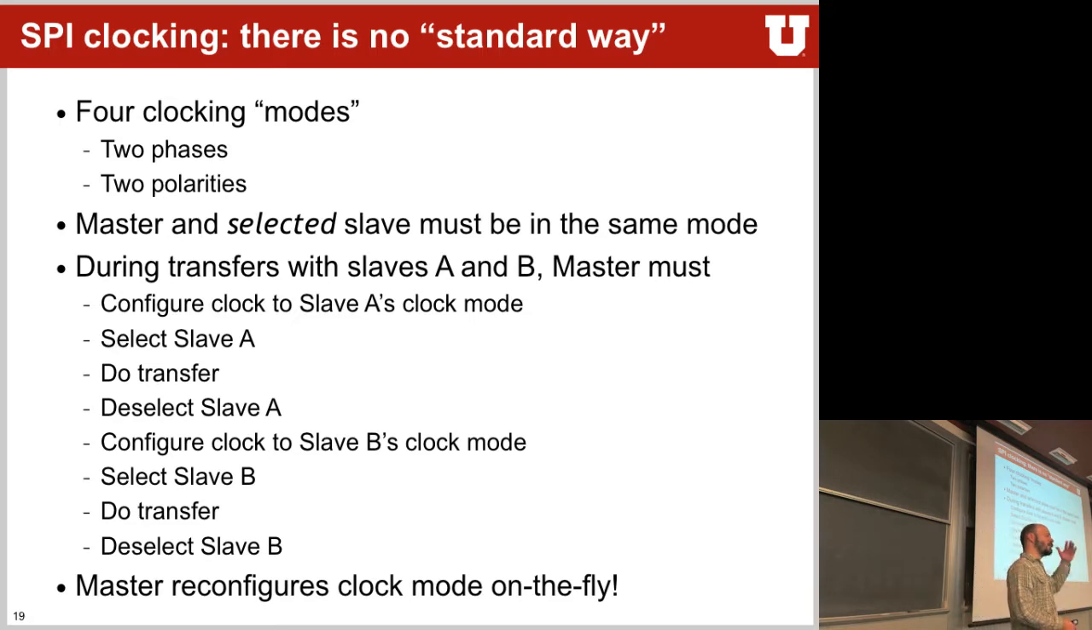Once you have multiple slave devices, if they're all different and use different encodings, you basically first configure your clock for slave A. You select slave A with the chip select line, do a transfer, deselect slave A, and then if you want to talk to slave B, you have to reconfigure your clock system, select slave B, do the transfer, and then deselect. So oftentimes, if you have multiple different slaves with different clock requirements, you have to reconfigure your clock system before each and every transfer.